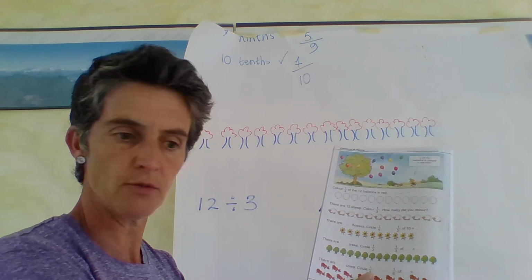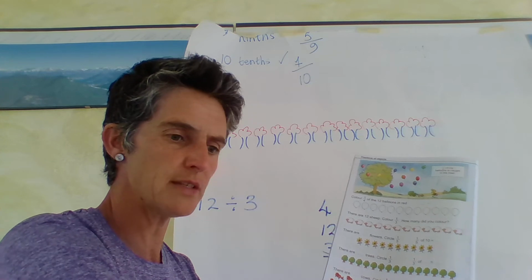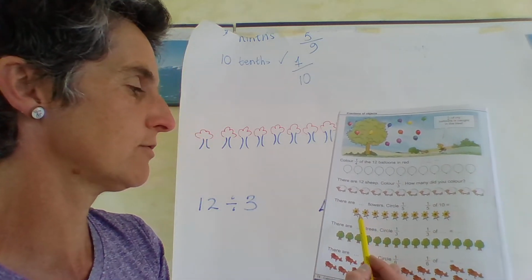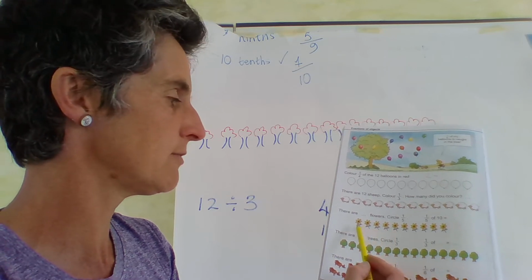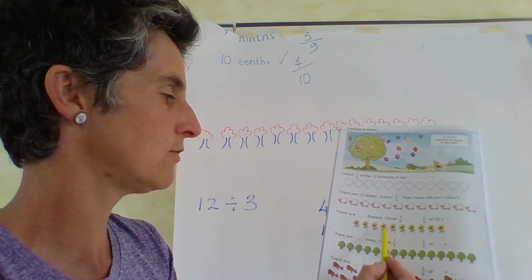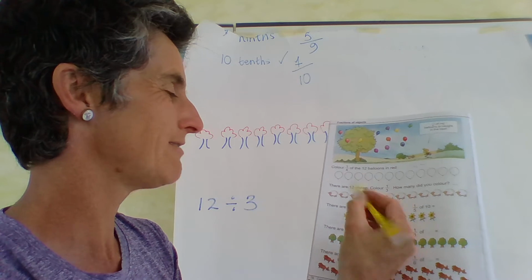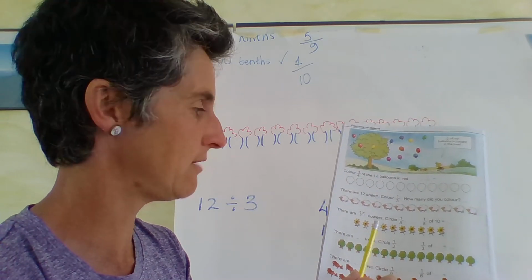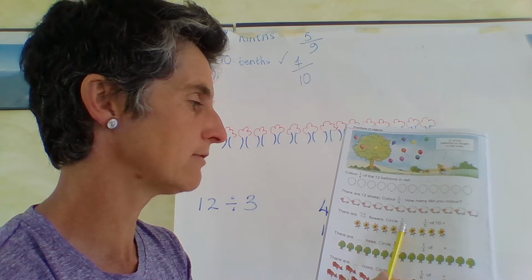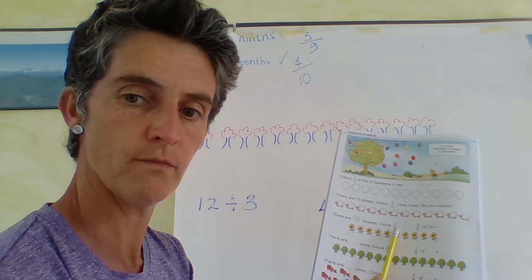Flowers. Okay, now on this one, there's a missing number. We've just got to sort it out together. So there are flowers. Well, we can count them and find out what the missing number is. 1, 2, 3, 4, 5, 6, 7, 8, 9, 10. There are 10 flowers, so that's easy enough to fill in. There are 10 flowers. Put a circle around a fifth of them.